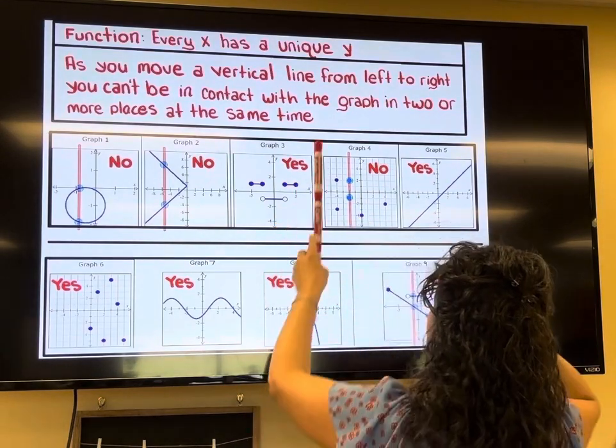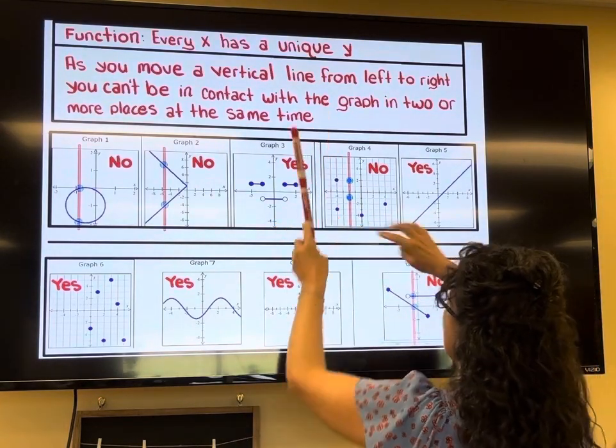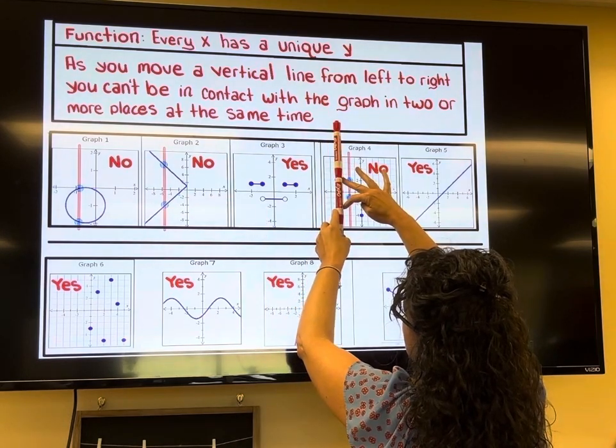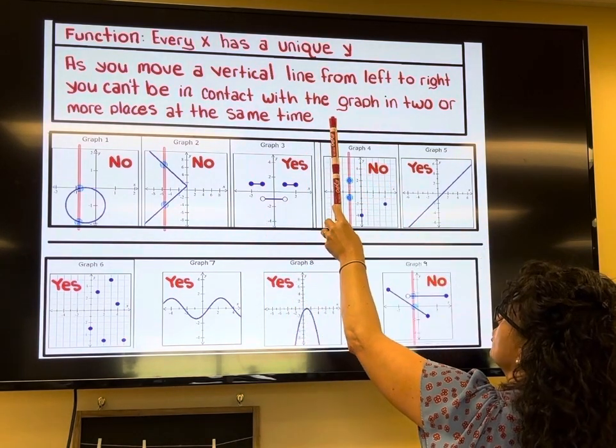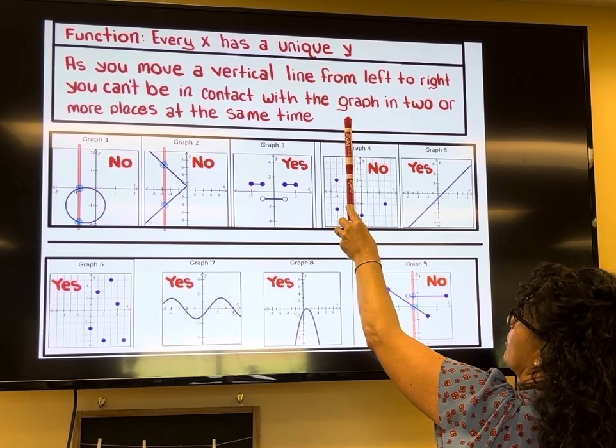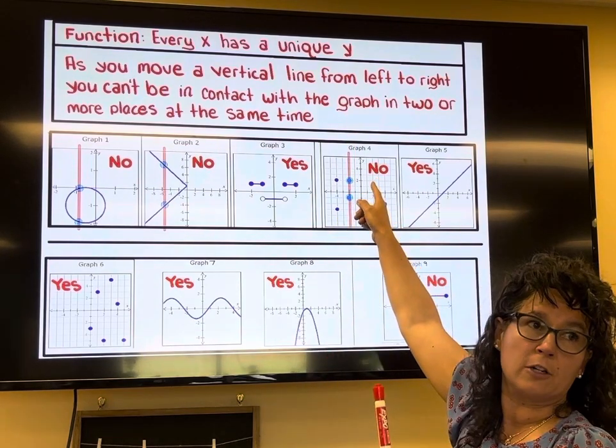In this one, I've got several issues here. When I get to these 2 points, notice they're stacked. I'm touching the graph at 2 spots at the same time. Same thing right here. So no, not a function.